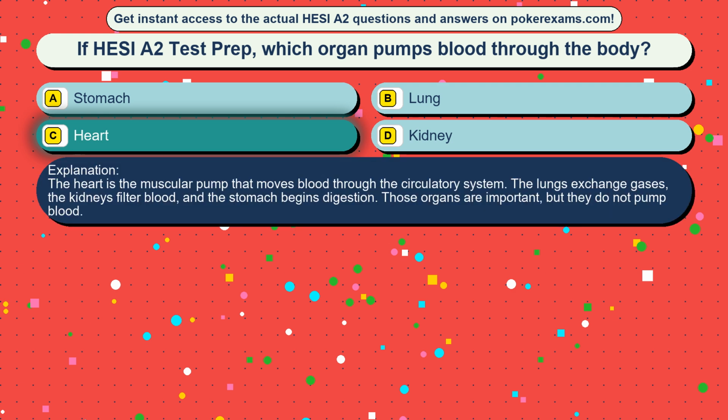The heart is the muscular pump that moves blood through the circulatory system. The lungs exchange gases, the kidneys filter blood, and the stomach begins digestion. Those organs are important, but they do not pump blood.